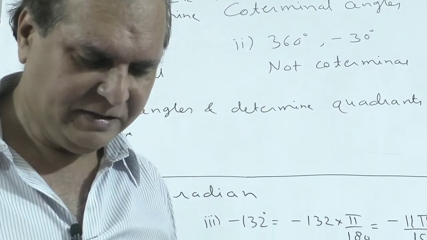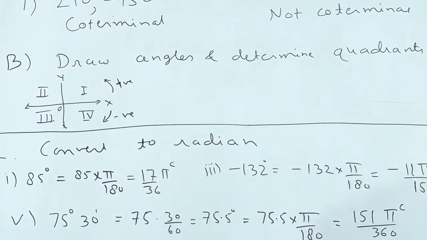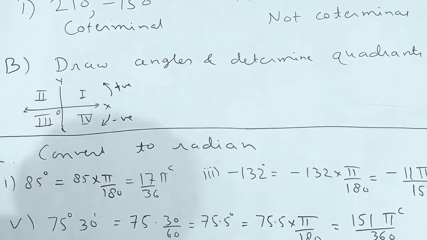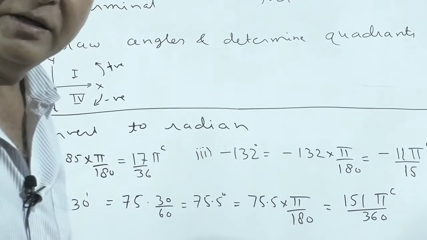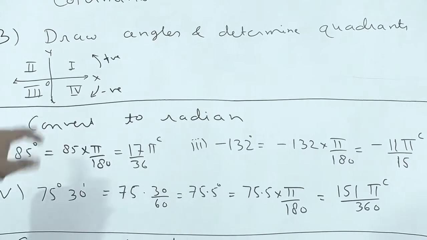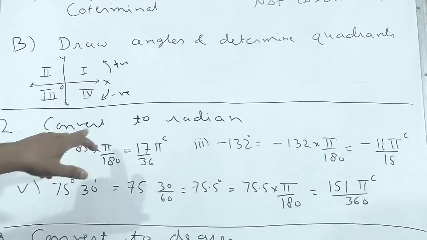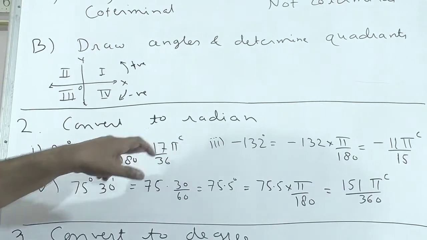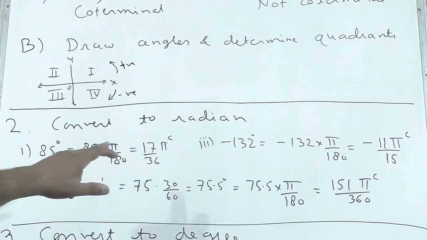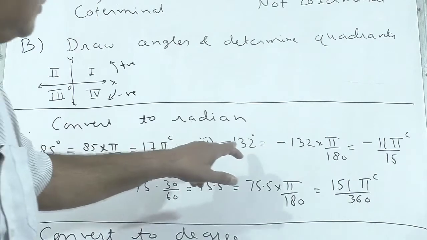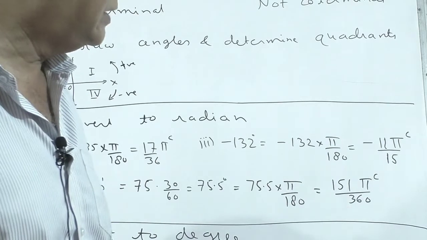We'll go ahead. Now convert angles from degree to radian. Angles are given in degrees, you have to convert to radians. It's very simple. Three sums I have done, the remaining you have to do for homework. First sum is 85 degrees. Degree to radian, multiply by pi by 180. 85 into pi by 180, cut, 17 pi by 36. Radian sign is half circle, degree sign is full circle. Minus 132 degrees. Minus 132 into pi by 180, cut, minus 11 pi by 15 radian.